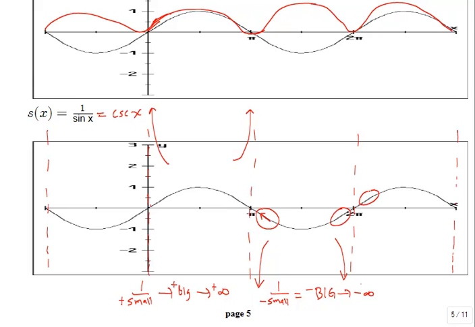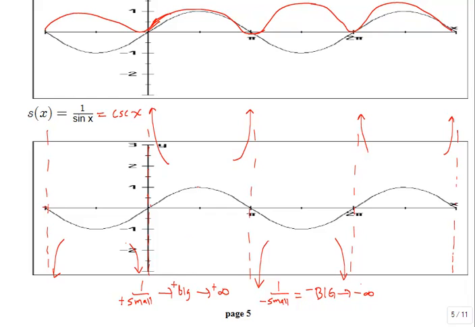These are all positive values that are getting close to 0, so I'm shooting up. These are all positives, so I'm going to be shooting up. These are all negatives, so I'm going to be shooting down. So that's kind of how we figure out the behavior of the graph around the asymptotes, around those zeros. Now we just need to figure out how to fill in the graph in between.